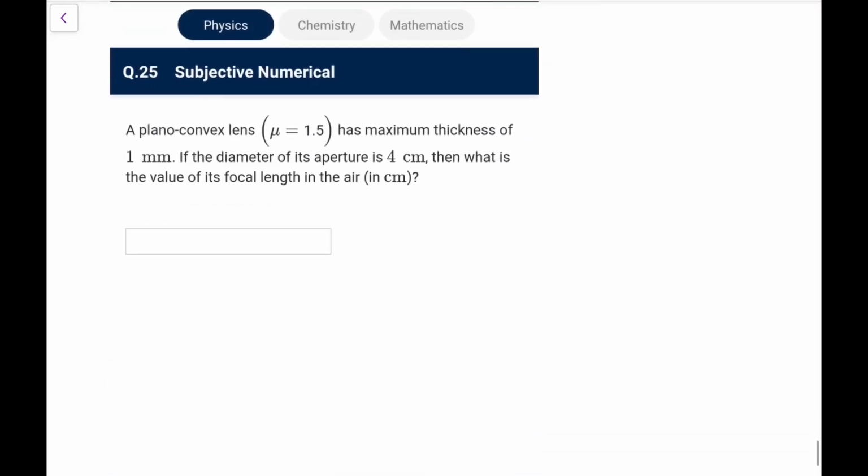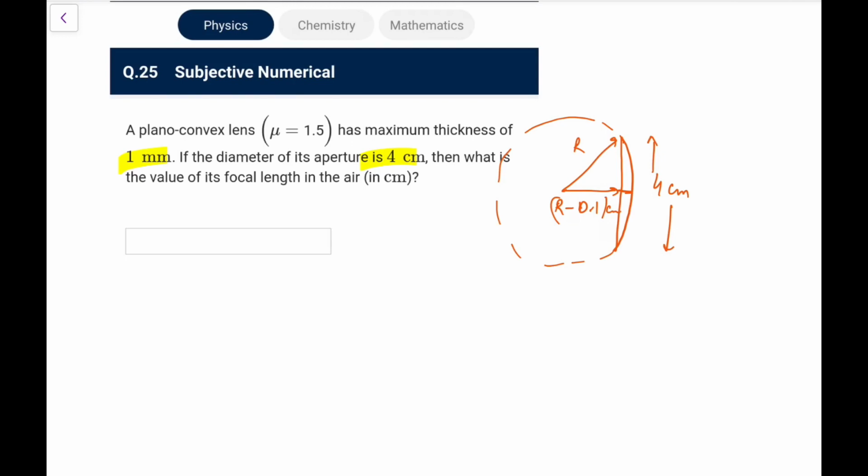Next one, last one. A plano convex lens has a maximum thickness of 1 mm. If the diameter of the aperture is 4 centimeter, what is the value of the focal length in air? Now it is a very nice question. So take a plano convex lens like this. This aperture diameter is 4 centimeter, and this gap is 1 mm. Let this be R. This gap will become R minus 0.1 in centimeters, and this is 2 centimeters.